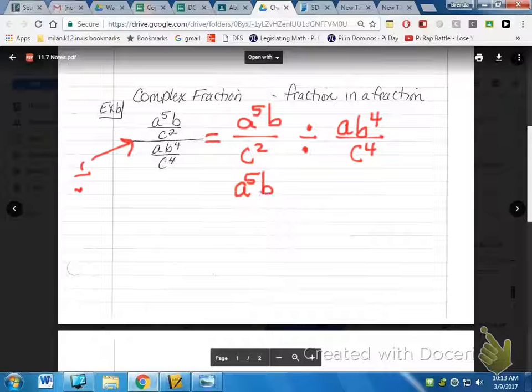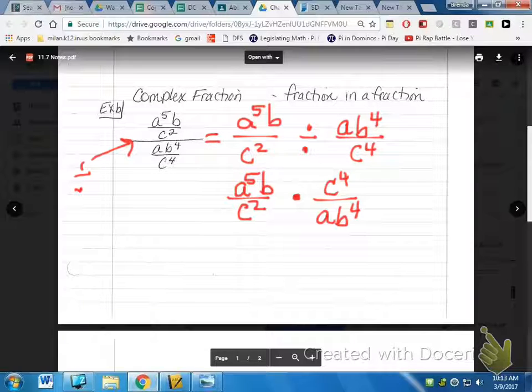A to the 5th b over c squared. The first fraction or rational expression stays exactly the same. You change division to multiplication, and then what do you do with the second fraction? Flip it over. So I'm going to flip it over. C to the 4th over a b to the 4th. And we have already done this before. You're looking for common things that factor out. So these just have variables that are going to cancel out.